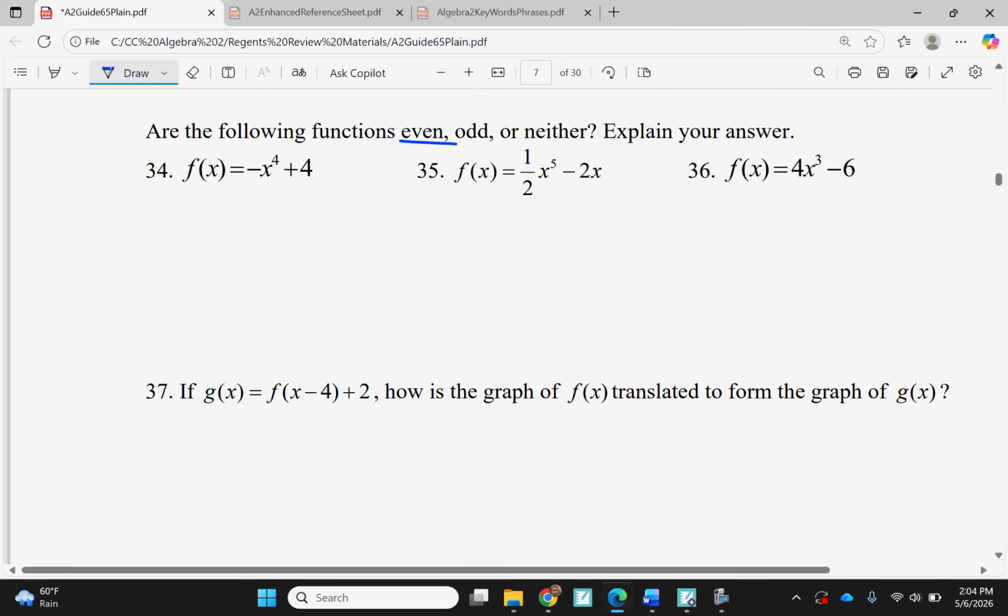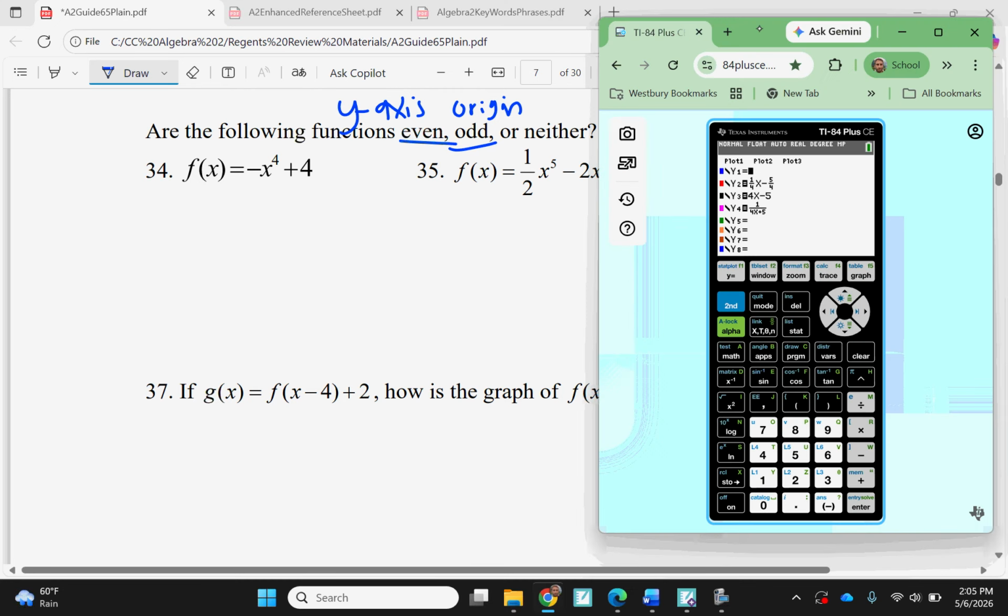Even is symmetric to the y-axis; odd is symmetric to the origin, meaning if I turn it upside down, I see the same thing. So I'm going to go to choice 34, and I'm going to type in -x to the 4th plus 4. I'm going to do zoom 6. Is that symmetric to the y-axis? Yes. So if it's open response, I'm going to give a sketch.